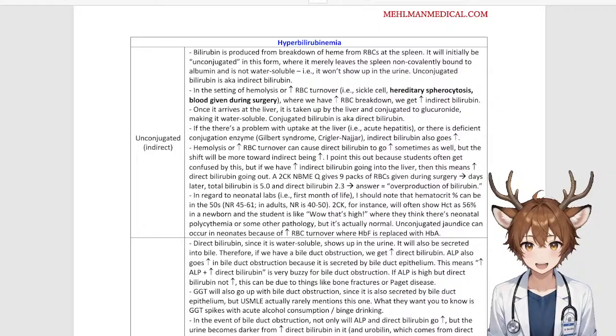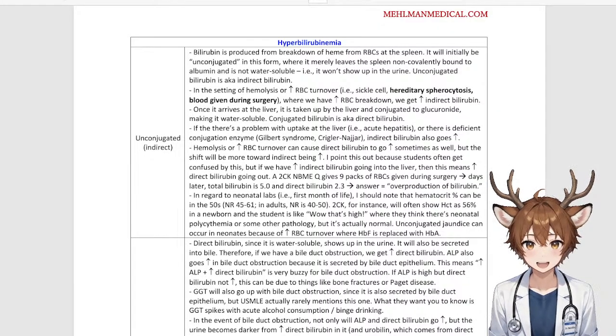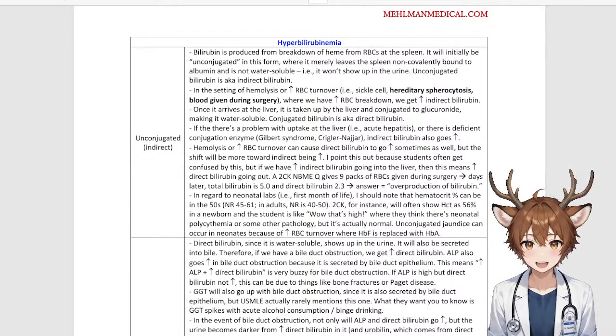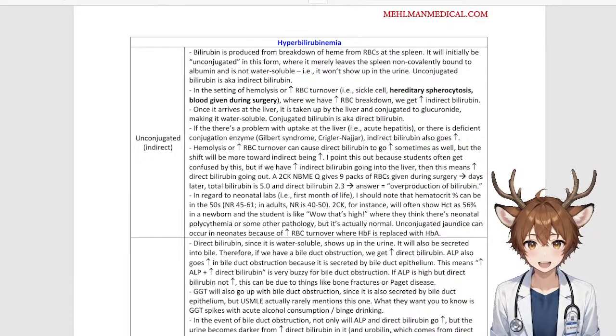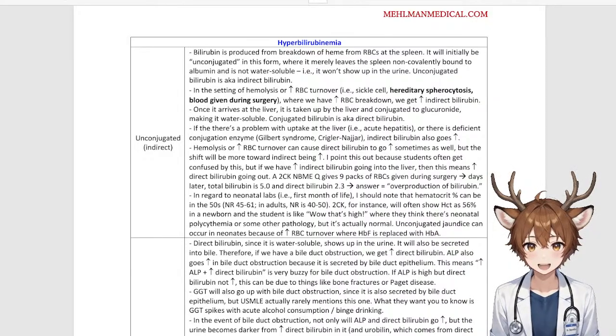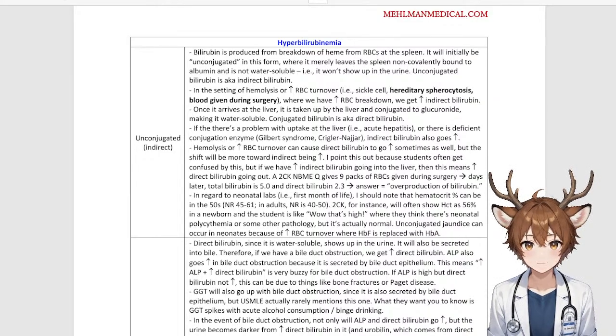In the setting of hemolysis or increased RBC turnover, that is to say sickle cell, hereditary spherocytosis, blood given during surgery, where we have increased RBC breakdown, we get an increase in indirect bilirubin. Once it arrives at the liver, it is taken up by the liver and conjugated to glucuronide, making it water-soluble. Conjugated bilirubin is aka direct bilirubin.